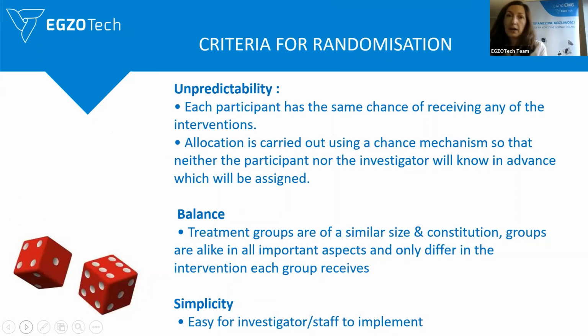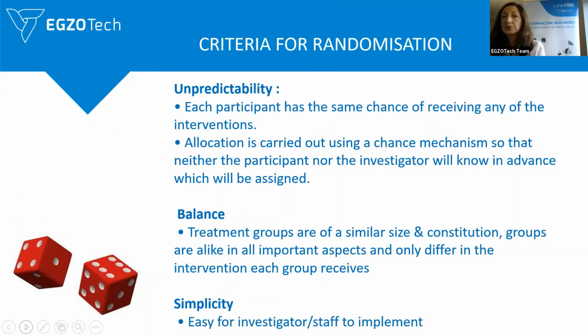There are three main criteria for randomization. The first is unpredictability. Each participant has the same chance of receiving any of the interventions.